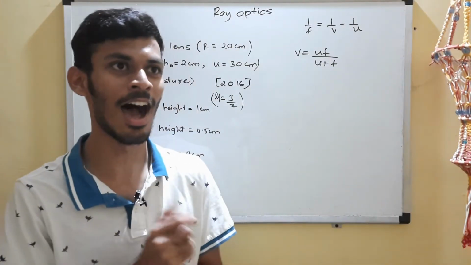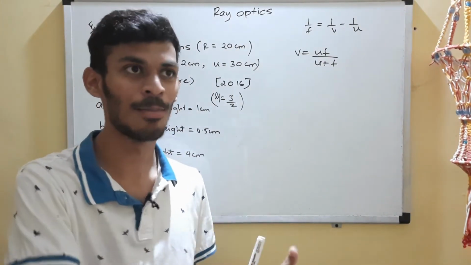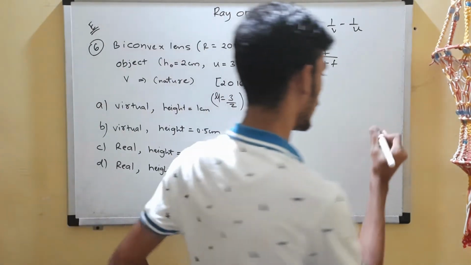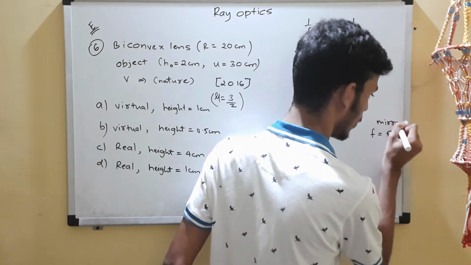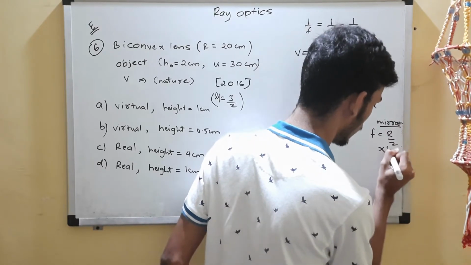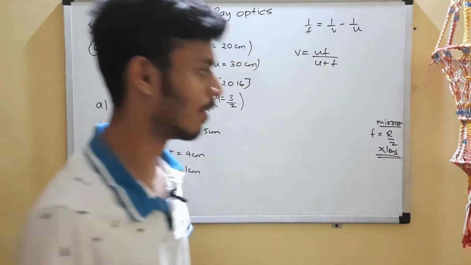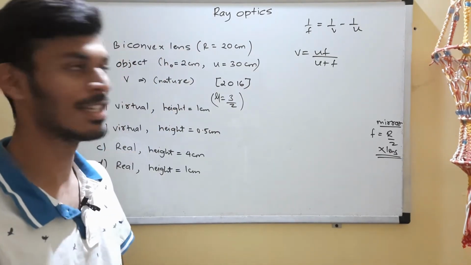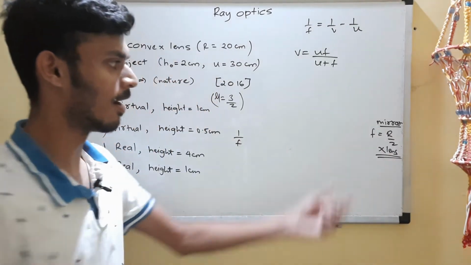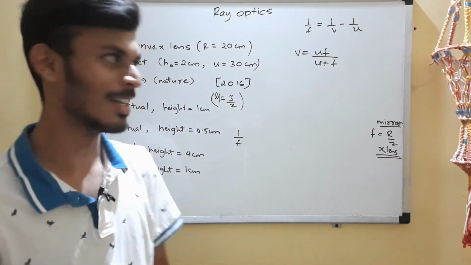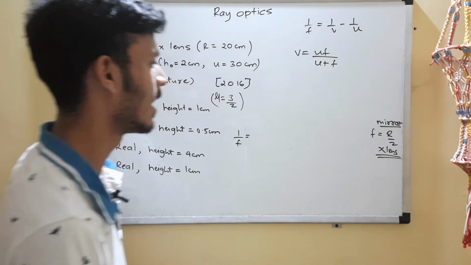Please remember this, that your f is r/2 only for a mirror, okay? So f is equal to r/2 for a mirror, okay, not for lenses, okay? This is not true for lenses, okay? So how do you find f for lenses? Lens maker formula, okay? So please remember that your f is not r/2 for a lens, okay? Don't do a silly mistake like that.